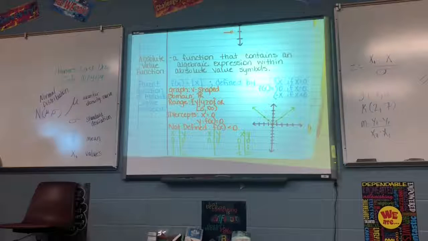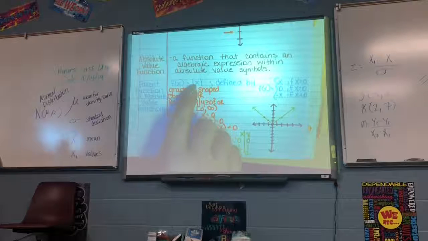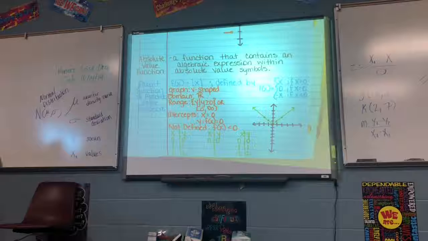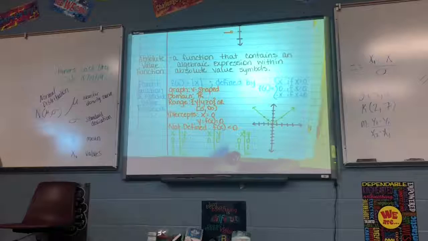So what we're going to look at is some transformations based off the graphs. I'm going to show you how to find the graphs, and then we're going to look at how it changed from this parent function. Is everybody with me? Okay. We have it?